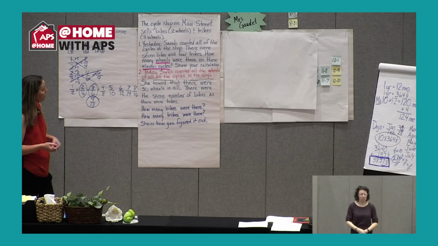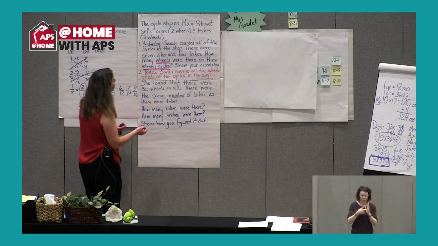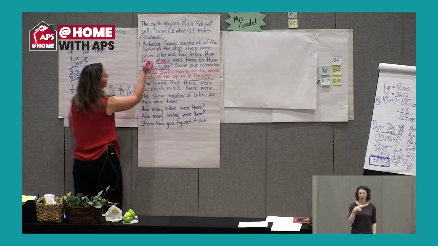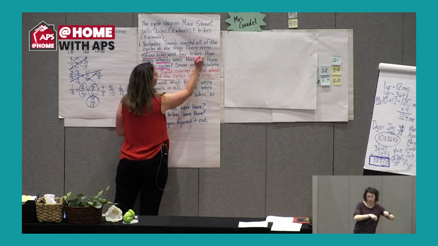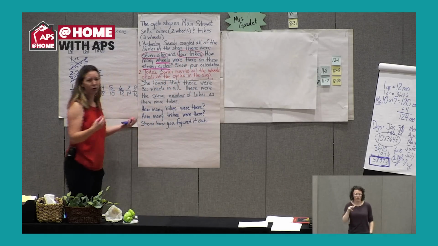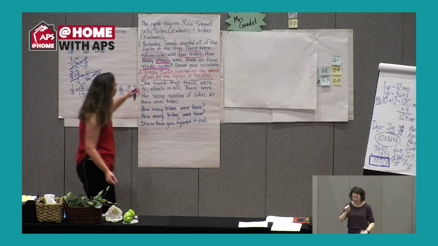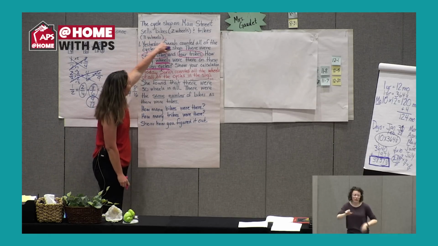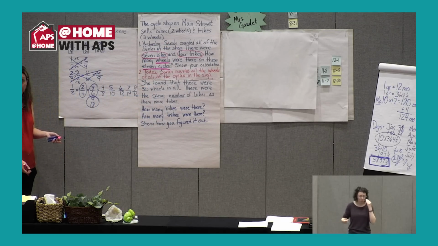So we need to figure out the wheels. What information, I'm going to circle the information, do we need to know that? We have 7 bikes and 4 trikes. And really fast, what is a trike? Tricycle. So we know that a tricycle has 3 wheels and a bike has 2 wheels. So how could we figure this out?